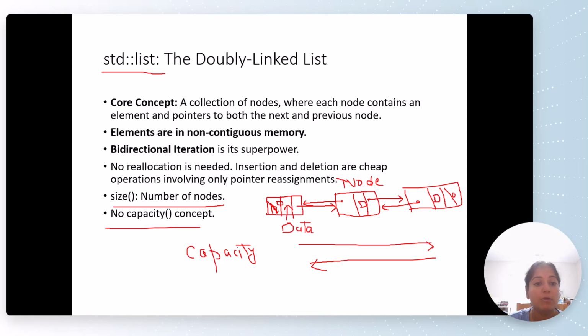Now here no reallocation is required, because every time we need to insert a new node, we just create a new node in memory, and this will hold the address of this node, this will hold the address of this node, and here it will be null. So we just need to create a node, we just need to remove a node, and we just need to change these pointer assignments. These are the pointers which hold the address of the next or previous node.